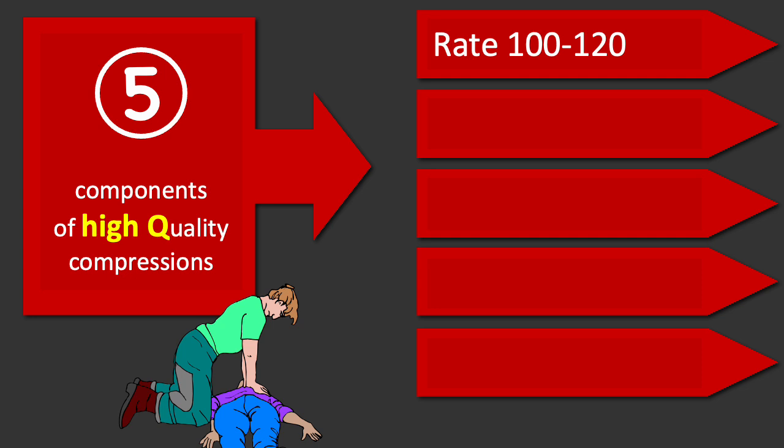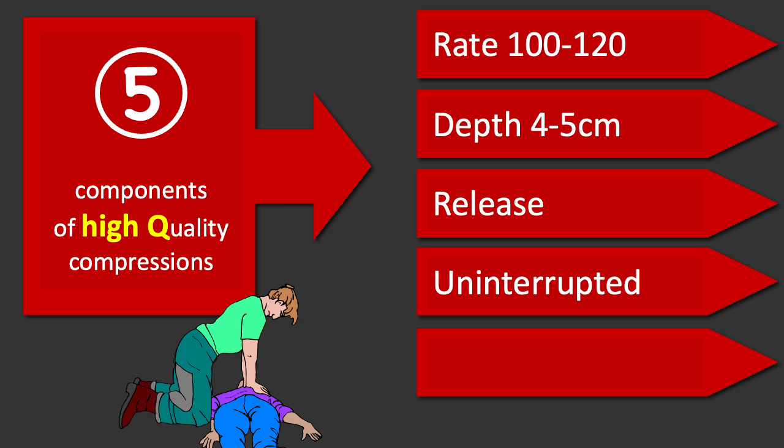The depth of compressions is 4 to 5 centimeters, 4 centimeters in infants and 5 centimeters in children. Release is important. Allowing for full chest recoil is important for adequate ventricular filling and coronary perfusion. Compression should ideally be uninterrupted. Minimizing interruptions in compressions should at least be the aim during CPR. The use of feedback methods to improve the quality of CPR is also encouraged.